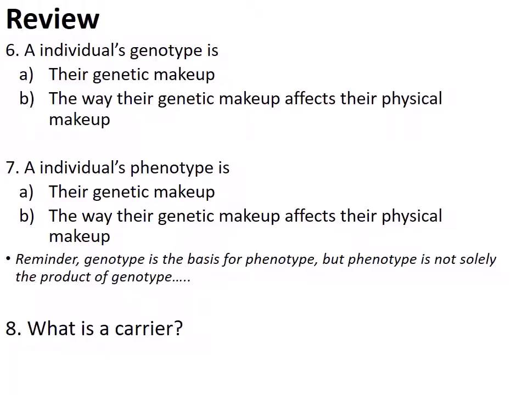We'll talk about that a little later when we talk about environmental influence on genotype and gene expression. Then what is a carrier? A carrier is an individual that's heterozygous for a recessive condition. So they would be big A, little a, and the recessive disorder would be little a. If they're a carrier, they carry the allele, or the version of the gene, but they don't have that genetic disorder or trait of interest themselves.